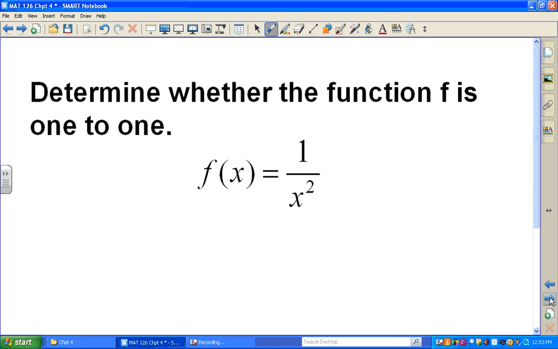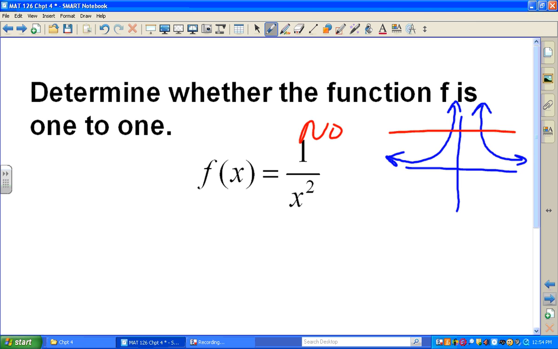Easiest way to look at it is with a graph, isn't it? You have a calculator? Take a look at the graph. Somebody says no. Why no, Sam? Nice guess. He's actually right. It doesn't pass the horizontal line test. Nice job. If you graph it out, it looks something like that. So you can say no, that is not a 1-to-1 function.